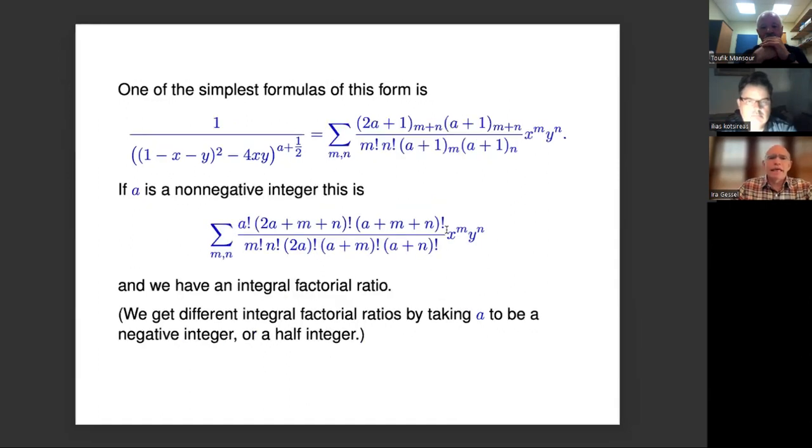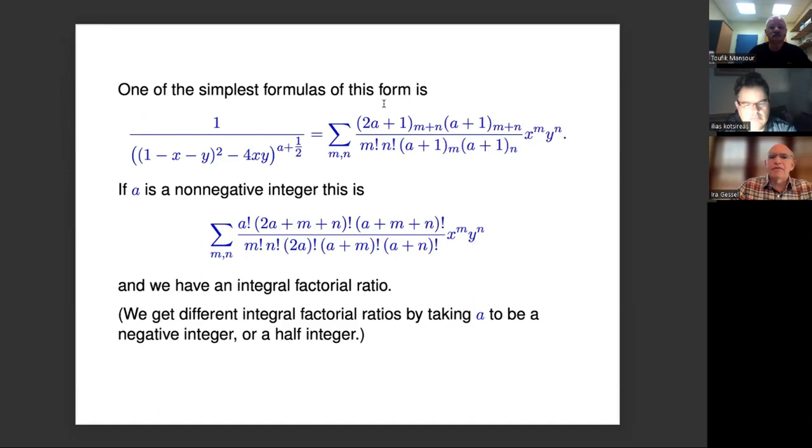Or another way to see it: if we were raising this to an integer power, it would be obvious that the coefficients are integers. If we raise it to a half-integer power, as in this case, then we know that the only possible prime that could divide the denominators is 2, and it's not hard to show that 2 is not going to divide the denominator. One other thing that's worth mentioning is it's clear from the left side here that the coefficient of x to the m, y to the n is going to be a polynomial in a.